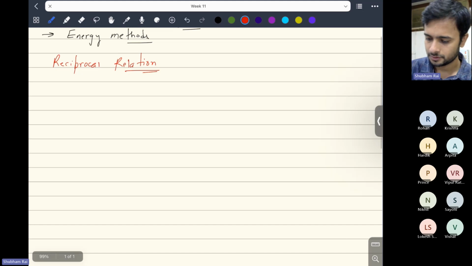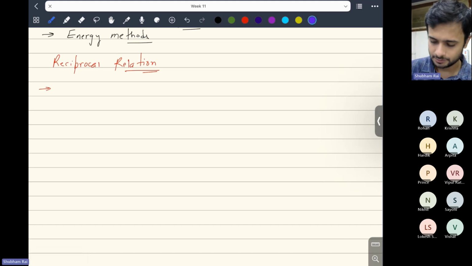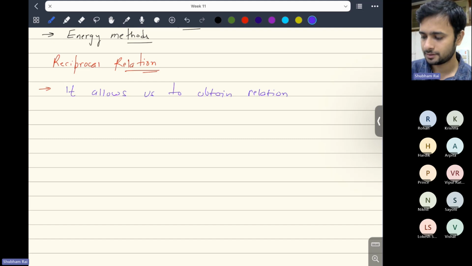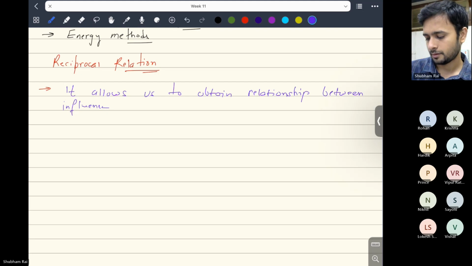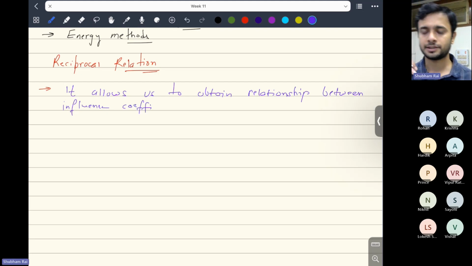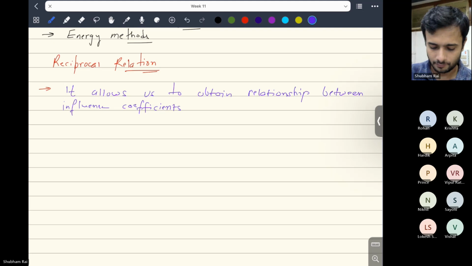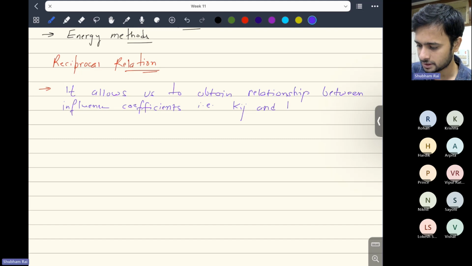In reciprocal relation, what was reciprocal relation? It says that it allows us to obtain a relationship between influence coefficients. I'm just recapitulating and I'll only be writing formulas here. If you want detailed derivation, you can go back and watch those lectures. This session is mainly concerned with solving numerical problems. So it allows us to obtain a relationship between influence coefficients, that is, between Kij and Kji, using reciprocal relations.